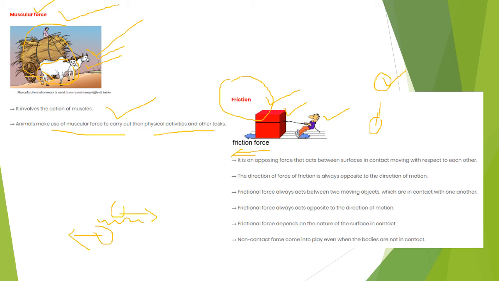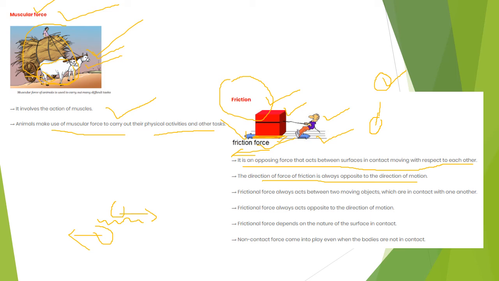Okay, so here it is written, it is an opposing force that acts between the surfaces in contact moving with respect to each other. Means when this box is there, can you see, when this box and the land have a contact over here, in these two contacts only the frictional force occurs. Then the direction of the force of friction is always in the opposite direction. Opposite direction means if a man is pulling in this direction, the friction will be in this direction.